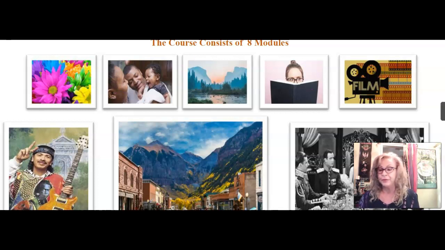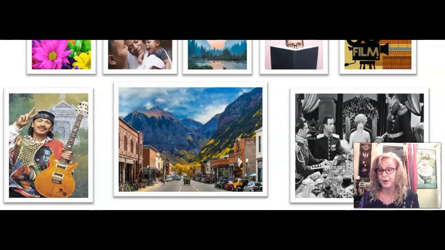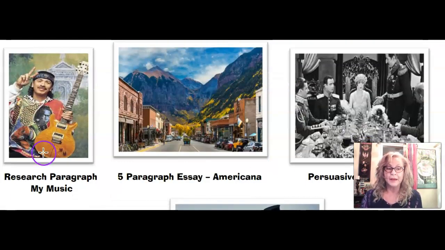Okay. Then we come down to the essays that you're going to be writing. The first essay is actually one paragraph long, and that is My Music. And you will pick a piece of music that you love that has meaningful lyrics that mean something to you, and the instructions will be located there. The next essay is a 5-paragraph essay, so we go from 1 paragraph to 5 paragraphs, and it's everybody's favorite assignment, and it's called Americana. And I've yet to have a student that didn't just love this assignment. I think you'll have lots of fun with this.